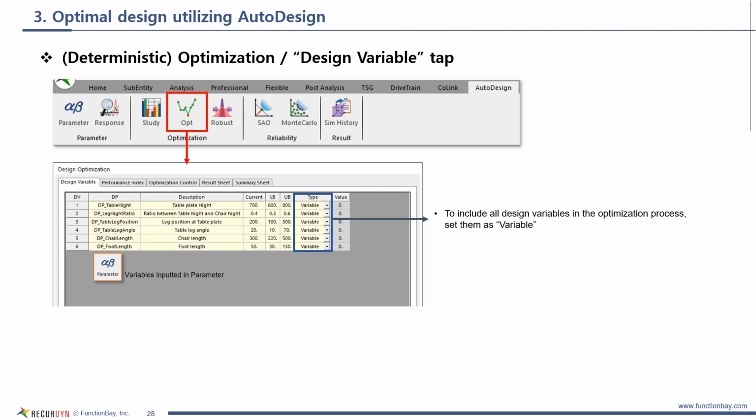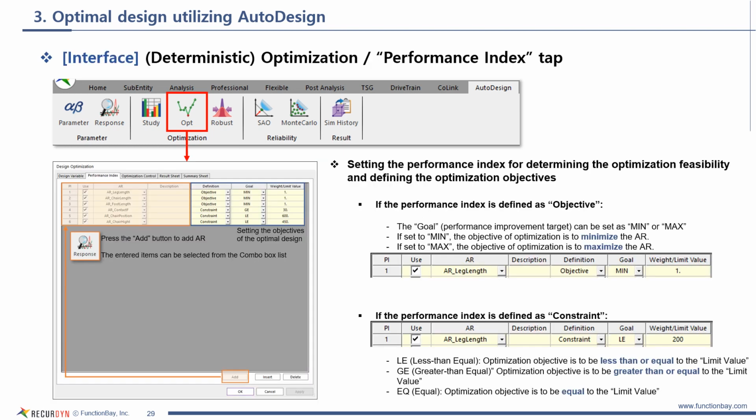Since the goal in this example is to find the optimal values for all the entered design variables, set them all as variables and proceed to the next step. Next is the parameter index step. In this section, set the performance indices to determine the optimization. Clicking the Add button will add an entry to the list. Then, click the small arrow button next to the AR item, and you will see a combo box listing the responses you defined earlier. You can select the desired analysis response as the AR.